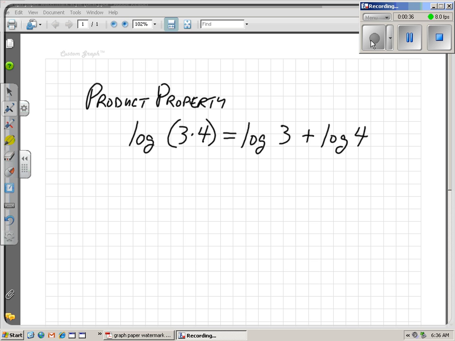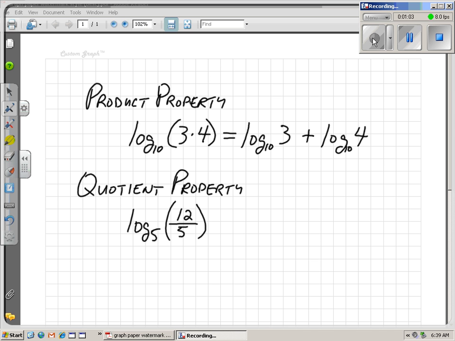And this is something you can check on your calculator. Remember, these are base 10. Those are common logs. We don't write the base 10 because they're common. So I just wrote a couple base 10 logs here so you can check it on your calculator. See if log of 12, and I just rewrote the 12 as 3 times 4, is the same thing as log of 3 plus log of 4 on your calculator.